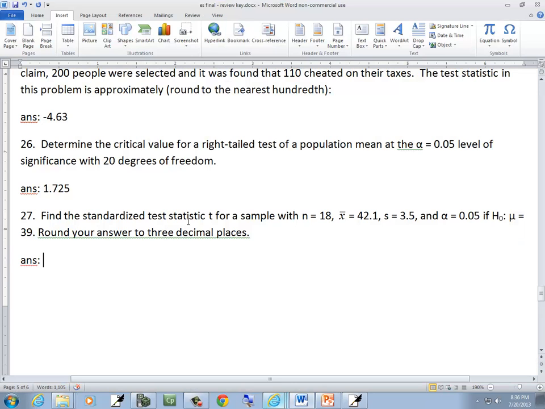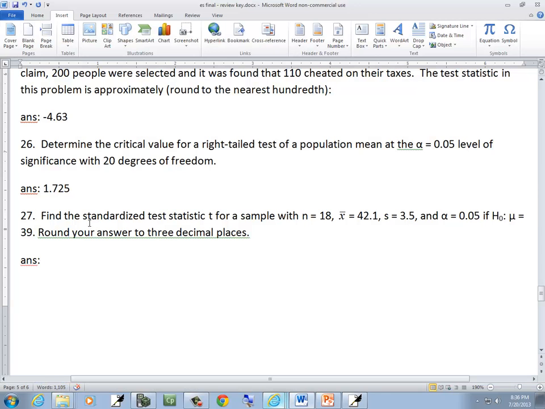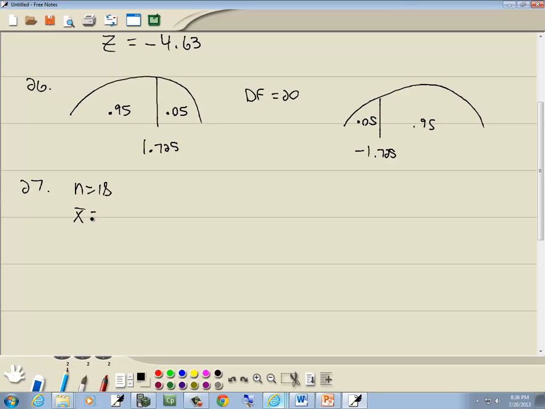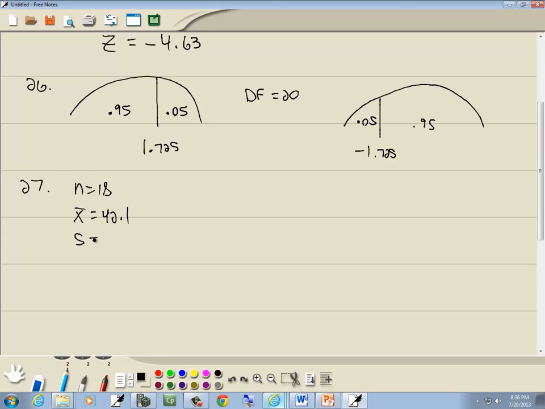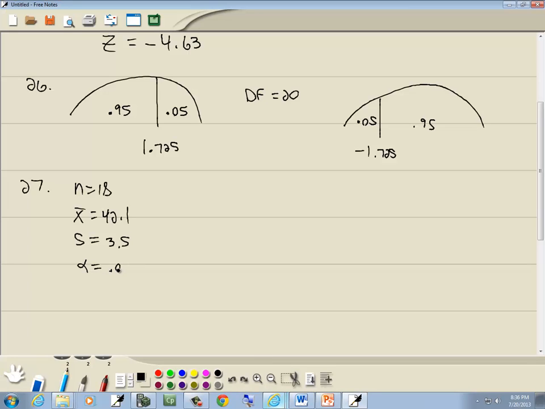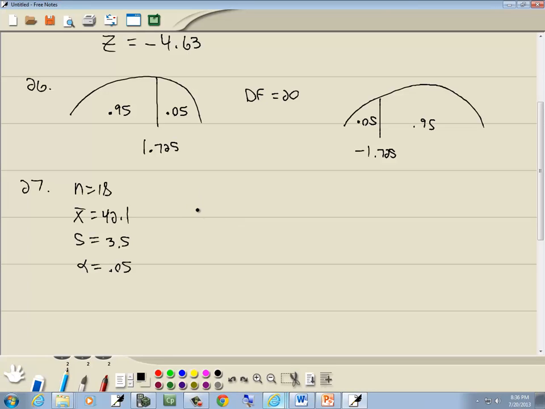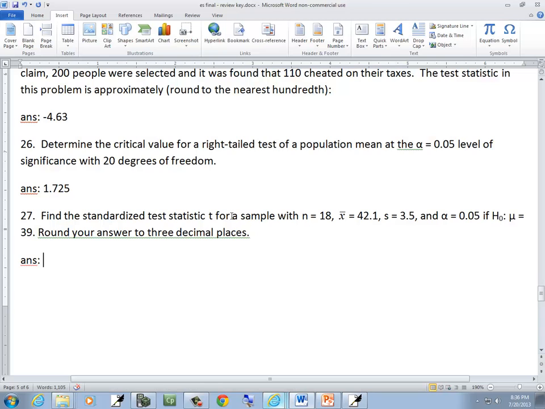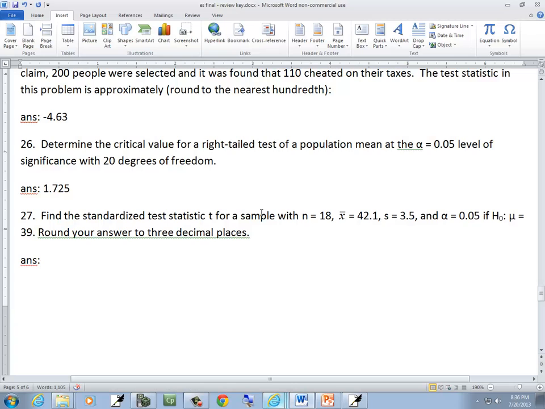27. n is 18. x bar is 42.1. x bar, sample mean. s, which is sample standard deviation, is 3.5. And alpha is equal to 0.05. H naught: mu is equal to 39.